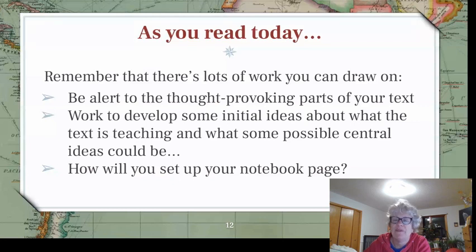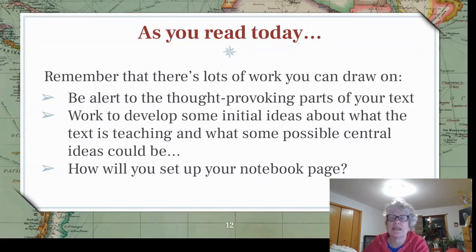All right, before you head off to read by yourself today, I want you to get together with your book club very briefly, set a plan for what pages you're reading today, maybe what you're going to focus on. There's a lot of different work you can be doing. If you take a look at this slide, it says be alert to those thought-provoking parts of the text. Get interested, have fun, get excited about learning something, and then work to develop some of those initial ideas.